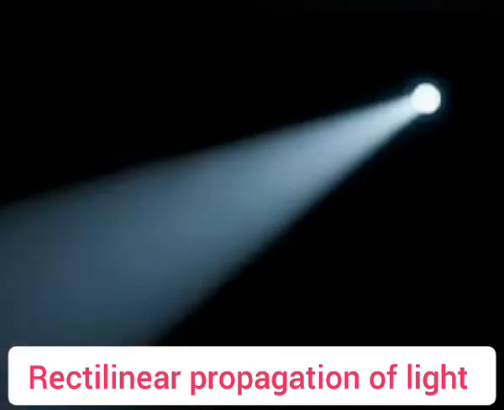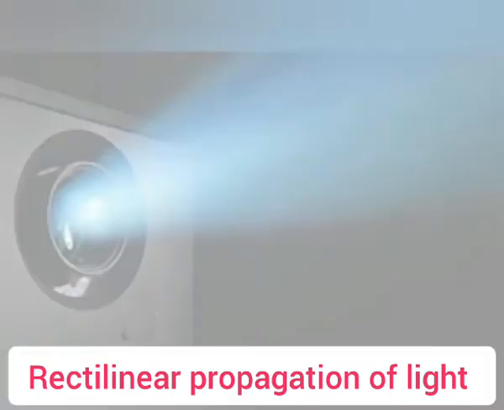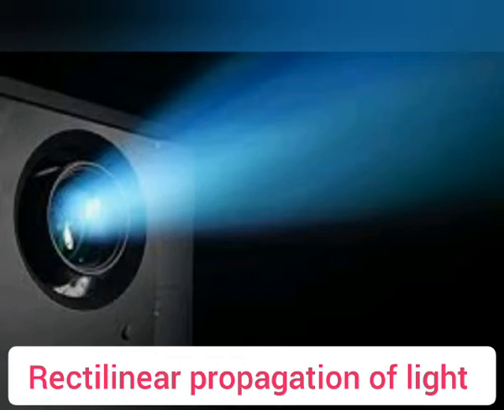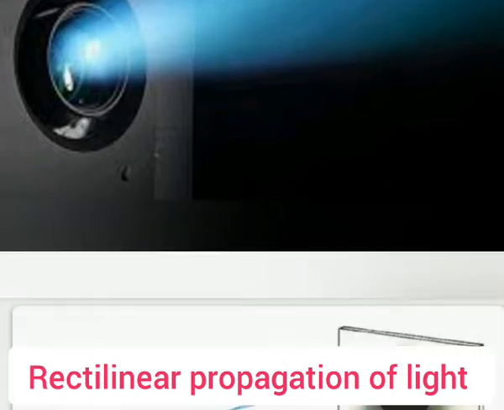Children, have you ever observed a beam of sunlight shining through a small gap or torch in a dark room? In a cinema hall, you may have noticed how the light from the projector falls on the screen. In both cases, light seems to be traveling in a straight line. This property of light of traveling in a straight line in a medium is known as rectilinear propagation of light.